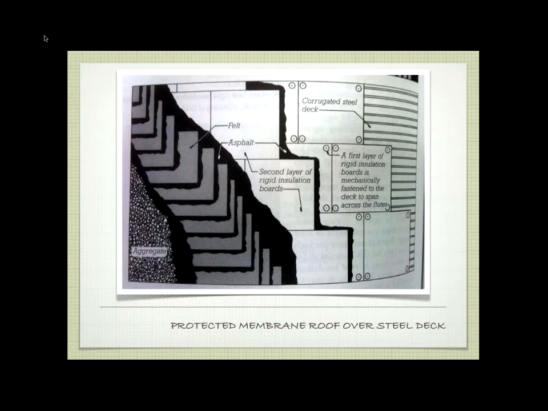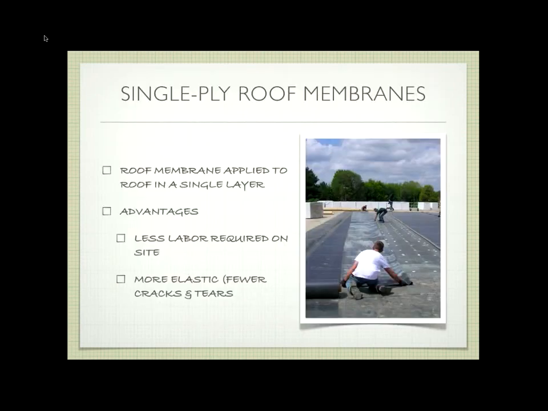So here's our example. We've got our corrugated steel deck, then we've got our rigid insulation that is being fastened down. In this instance, they're floating a second set of rigid insulation boards on top of the first with asphalt in between. So the first set is actually nailed and fastened to the deck itself. The second set is basically glued in place. Then we're rolling our felt and our asphalt over the top, and then finally our aggregate, which you've seen in what I passed around. So then we end up with what are called single-ply roof membranes.